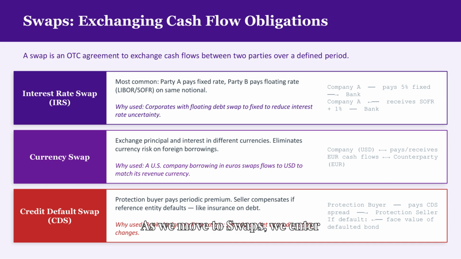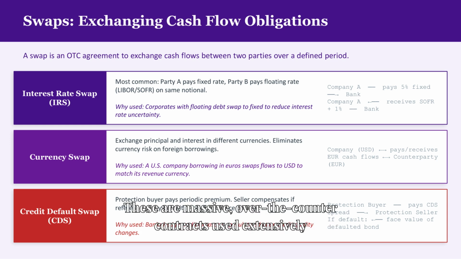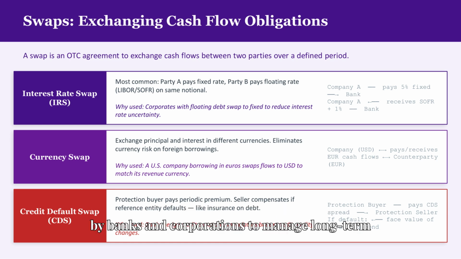As we move to swaps, we enter the world of exchanging cash flows. An interest rate swap allows a company to exchange a variable interest payment for a fixed one, stabilizing their debt costs. These are massive over-the-counter contracts used extensively by banks and corporations to manage long-term financial liabilities and interest rate exposure.